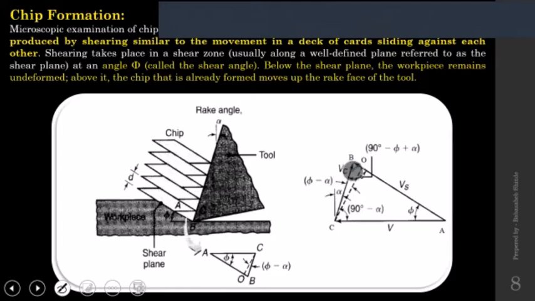This angle we have calculated as 90 minus phi plus alpha. This is 90. So one angle is 90, another is 90 minus phi plus alpha. I need to calculate the remaining. So if I subtract again this 90 minus phi plus alpha and 90 from this 180, I will get the remaining angle phi minus alpha. So that way you will get all the inclinations.